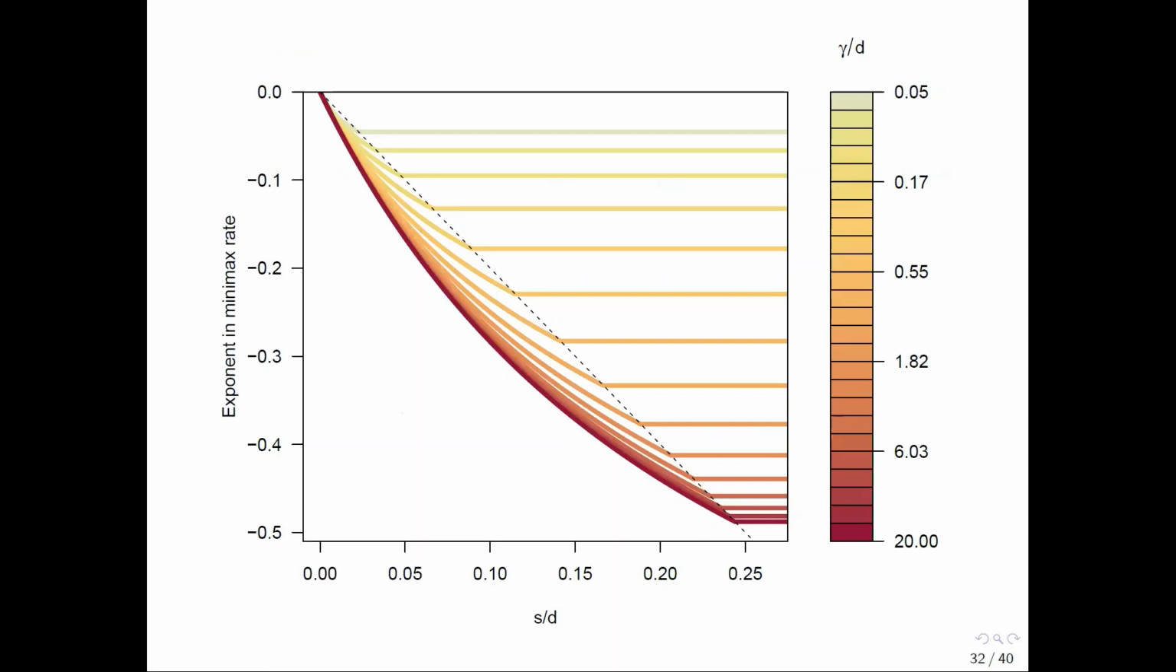Here's a picture of the rate. So you get some elbow phenomenon. At some point, the oracle rate is going to be achievable, and it depends on how smooth the KATE is, and then otherwise you get some decay.